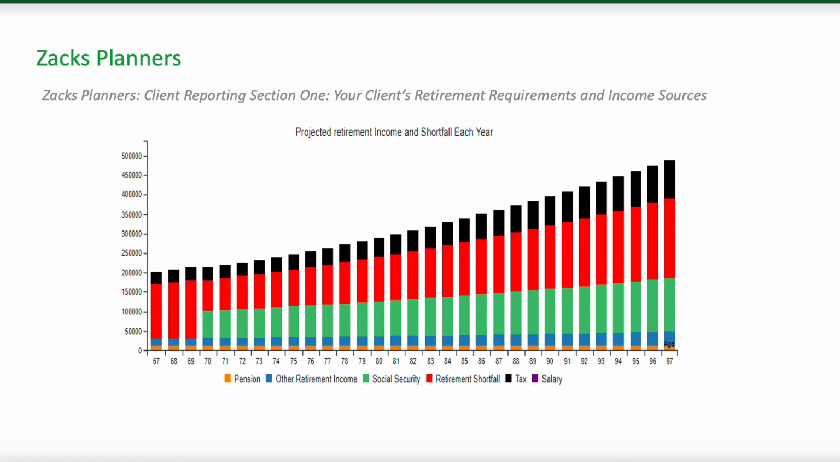The reporting produced by Zacks Planners has three main sections. The first is a review of your client's retirement as they define it, how much money they will spend each year, and the source of those funds: Social Security, pension, or other income sources. We also identify the annual retirement shortfall.